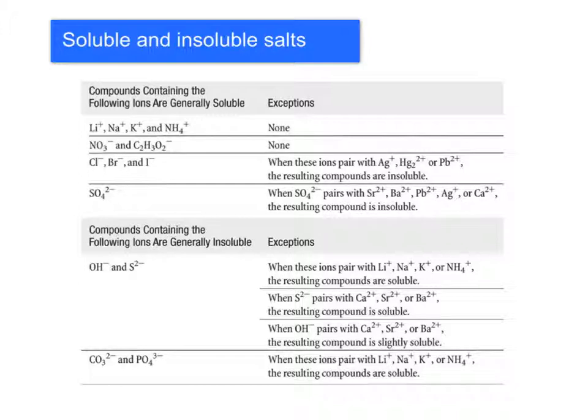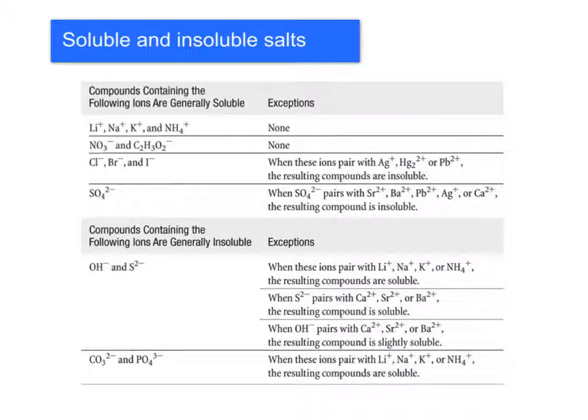And the bottom half of the table, some students get these confused because the bottom half is the opposite. So these are things that are generally insoluble unless they're paired with something that makes them soluble. So hydroxides are generally insoluble unless they're paired with lithium, sodium, potassium, or ammonium, for example. And you can see that these are the ones that are also up here. So there are no exceptions to when those ions are soluble. So even if they're paired with something that's down here, they would still be soluble.